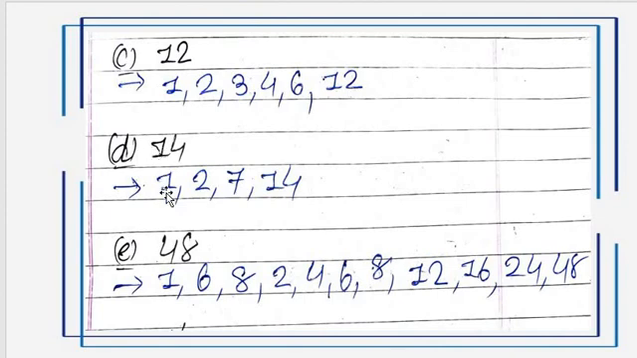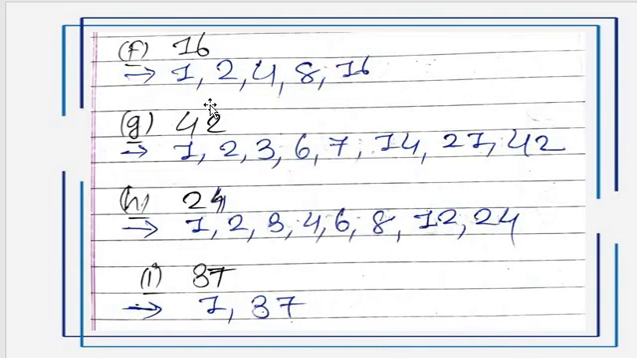Then after that, 40: 40 ones are 40, 7 2s are 14, 2 7s are 14, and 40 itself is a factor. Then 48: 48 ones are 48, 6 8s are 48, 8 6s are 48. Then after 2, 4, 6, 8 are mentioned, 12, 16, 24 and 48 also come. Understood, my dear students? Then F, G, H and I. What is question F? 16.